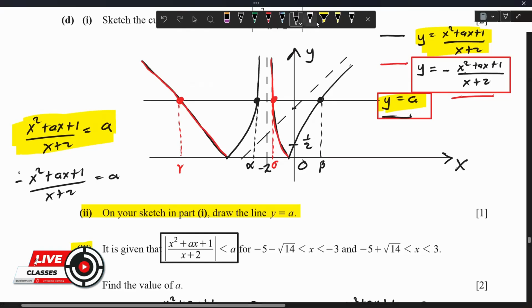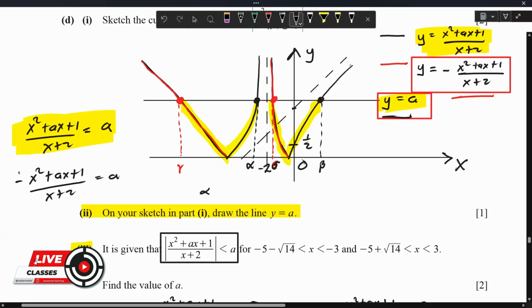The modulus graph is vertically below the graph of y is equal to A. So our solution should be what I'm highlighting in yellow. These parts of the graph are the parts that satisfy the inequality. Let's just use the letters, even though they're not in any good order: gamma, alpha, delta, beta. So the solutions are essentially values of x that are between gamma and alpha.